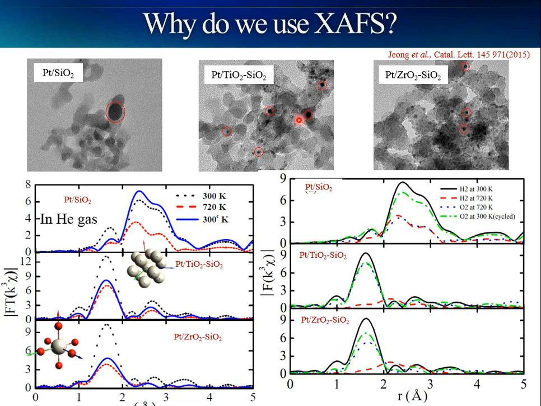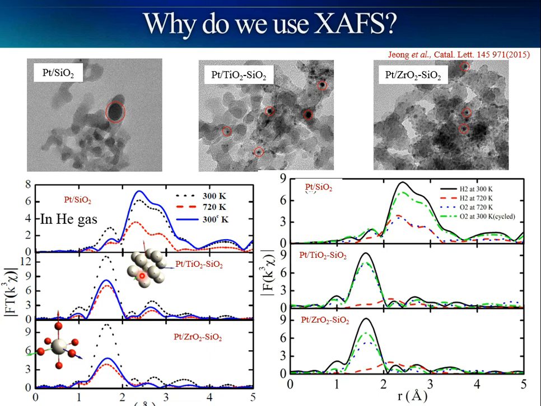Here is the Fourier transform of the EXAFS in helium gas to the left, and the EXAFS in the redox process at different temperatures to the right. The peaks in the graphs, here and this, are contributed by the atomic pairs around the probed platinums. This is contributed by the platinum-platinum pair. This is contributed by platinum-oxygen pairs, like that.